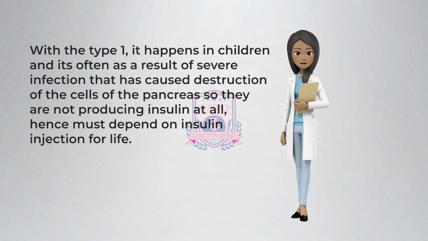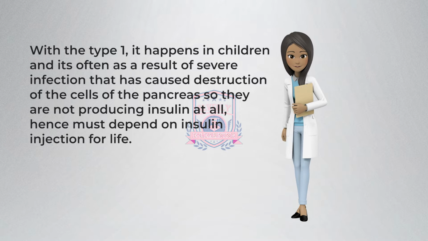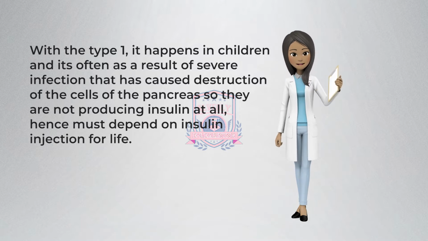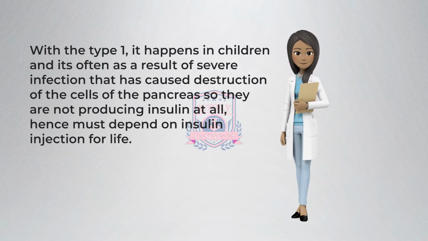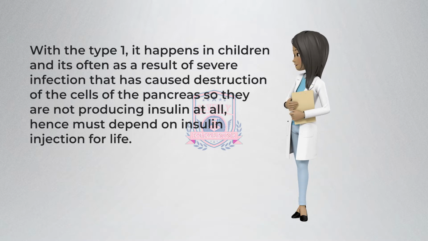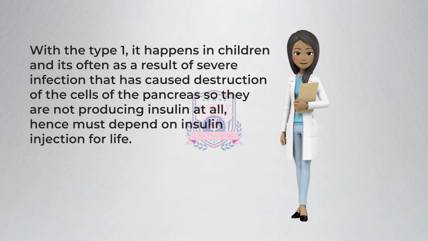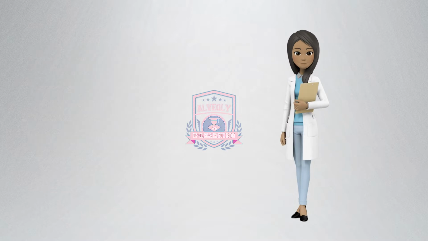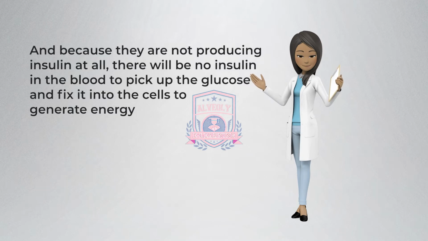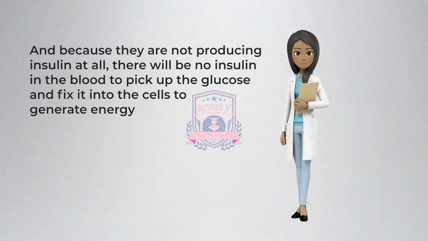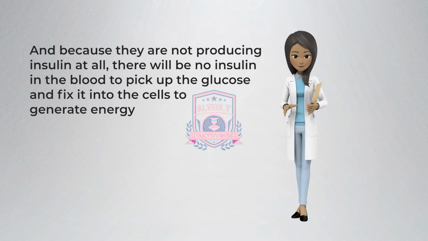With type 1, it happens in children and it's often as a result of severe infection that has caused destruction of the cells of the pancreas, so they are not producing insulin at all, hence must depend on insulin injection for life. And because they are not producing insulin at all, there will be no insulin in the blood to pick up the glucose and fix it into the cells to generate energy.